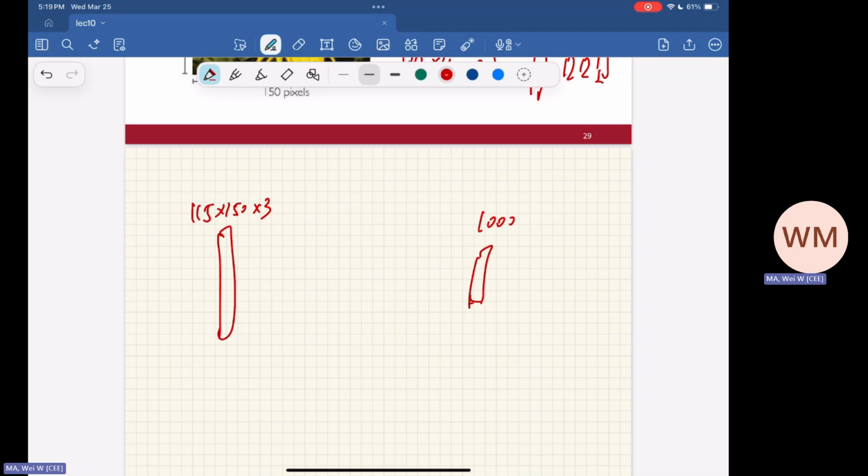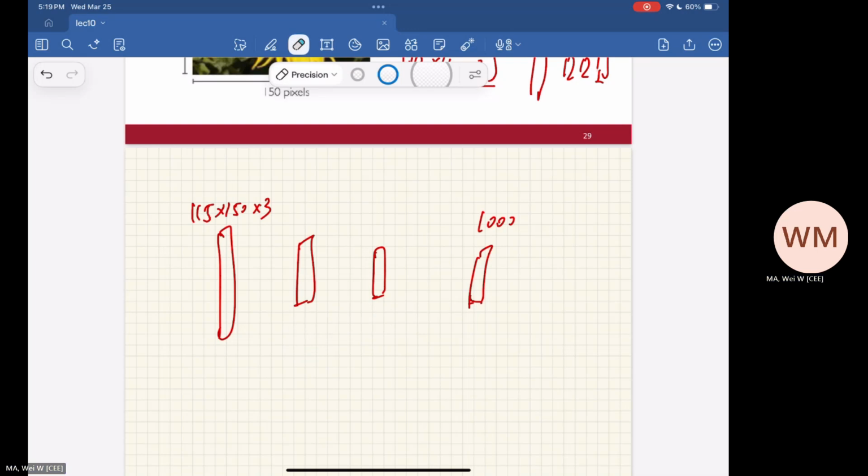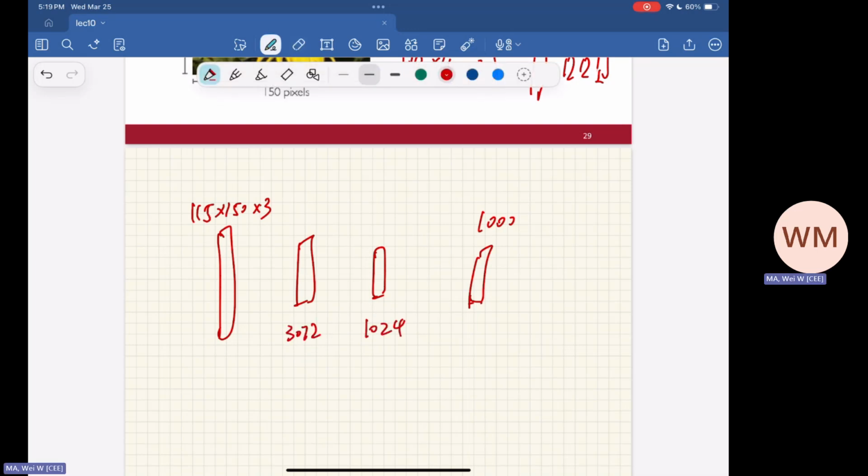In the middle, you just choose arbitrarily. Maybe I just do a quick one: 1024, maybe 512. That's too small. Maybe this is 3072, 1024, and 1000. Maybe 2048. You ask me how I decide these numbers. It's hard to tell. It's by experience.